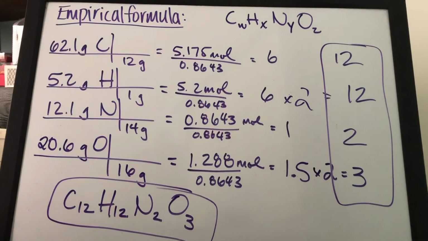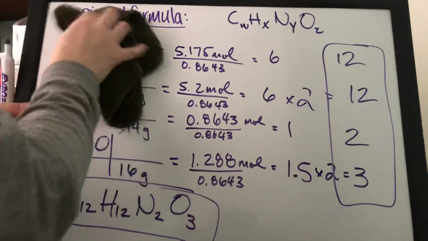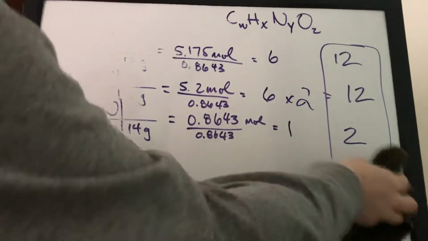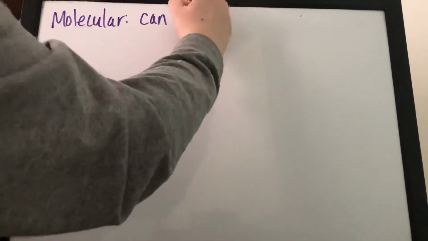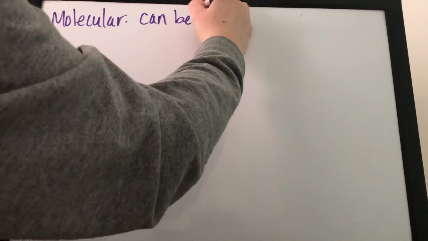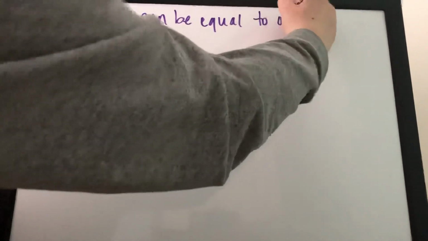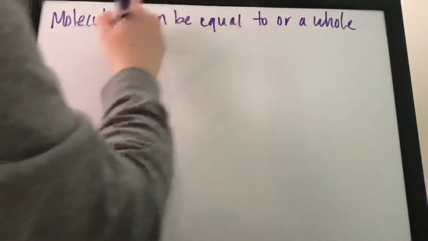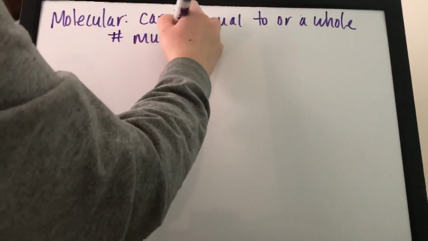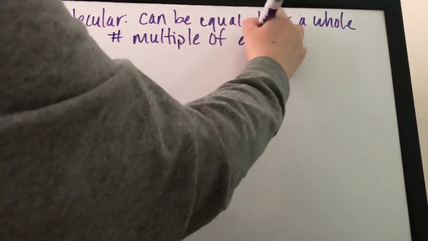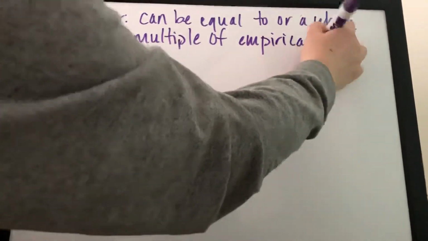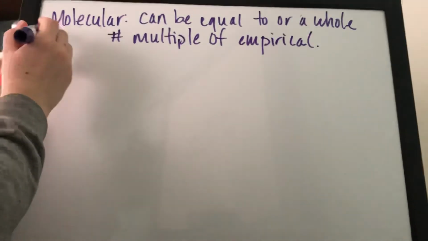All right, last thing we have to talk about is a molecular formula, and this is the easy one. So empirical is just a series of steps to perform those calculations, but molecular is much easier. So the definition for molecular is it can be equal to or a whole number multiple of the empirical. And I'll tell you what I mean by that.